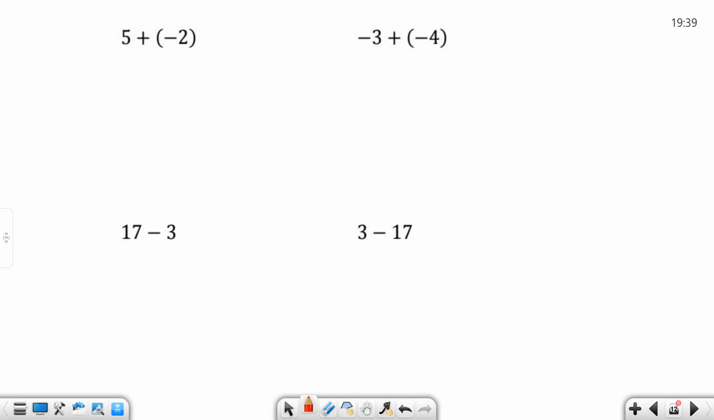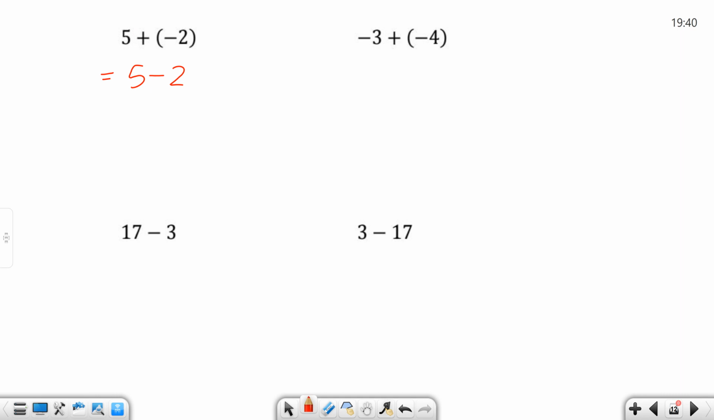So here, 5 plus negative 2. Again, we don't want two signs. That's what I mean by simplify it down to one sign. So what I want you to do is say, okay, I have a 5 and a 2. What kind of 5 do I have? Well, there's nothing out front to change it, so it stays positive. And then what does plus a negative 2 become? Well, plus a negative really means minus. So now we just have 5 minus 2.